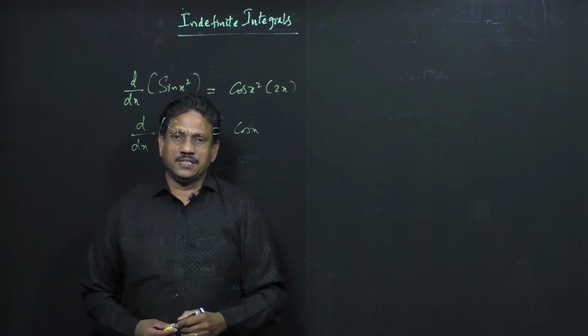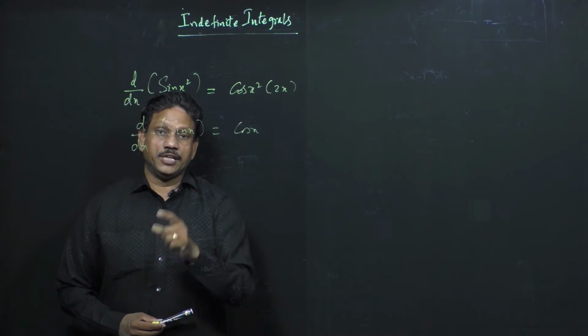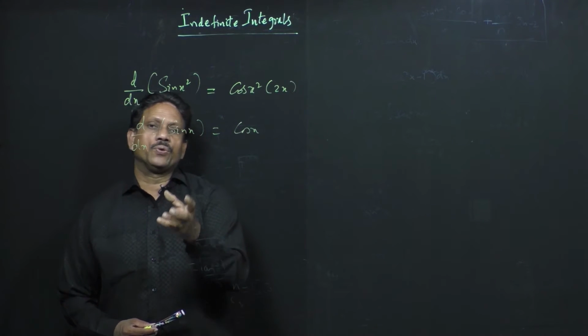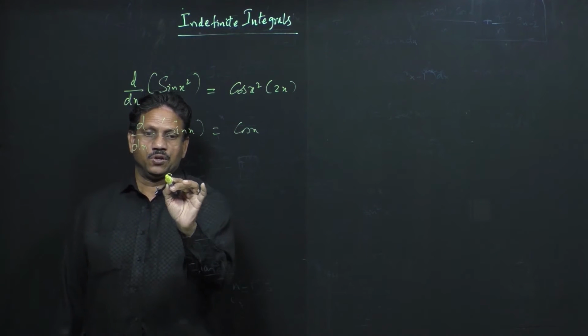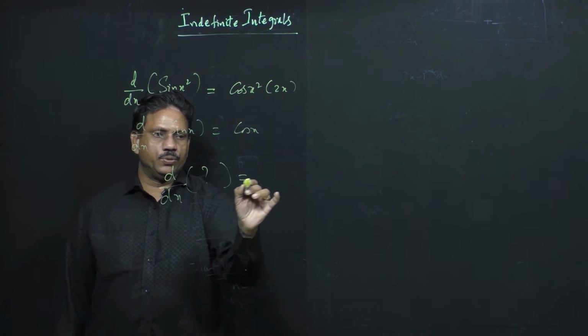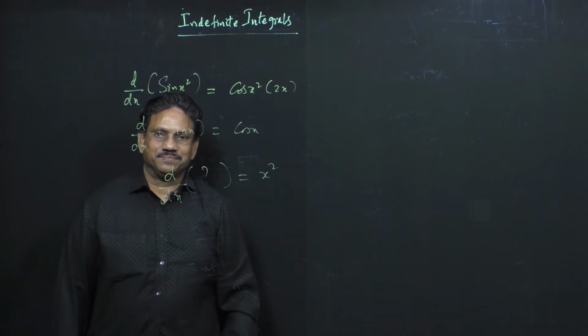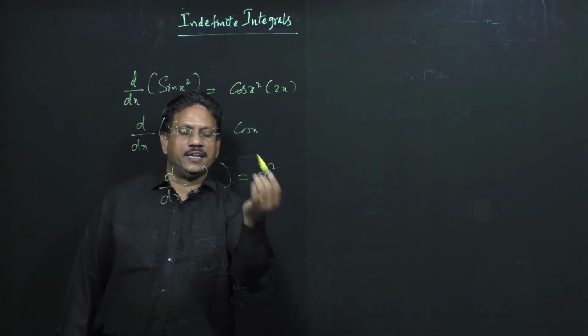Now the process is here: when a derivative is given to you, how are you going to find the function? Let us see one example. For what function does the derivative give x square? If you differentiate a function, you will get x square.